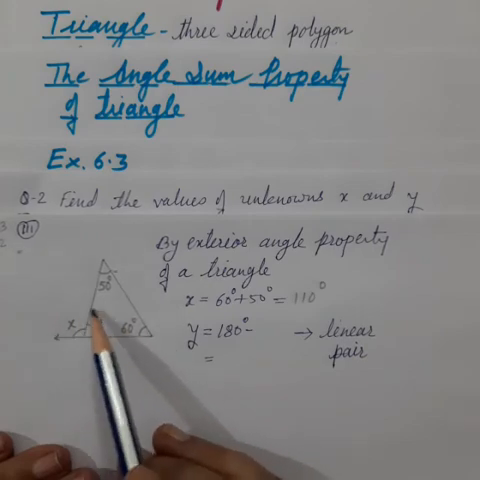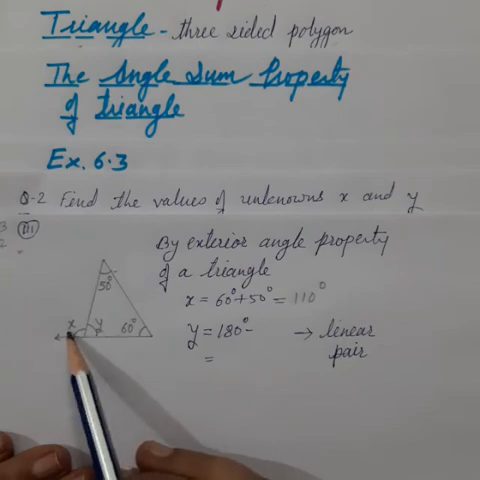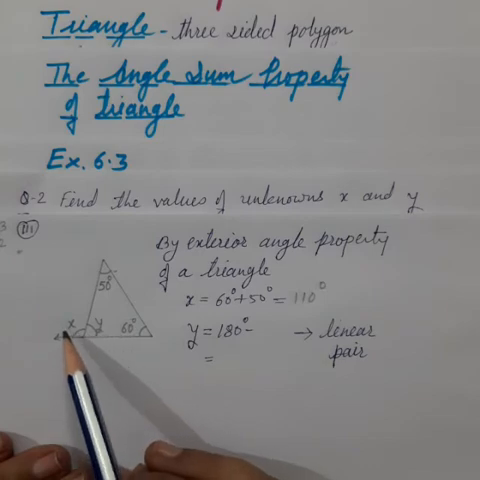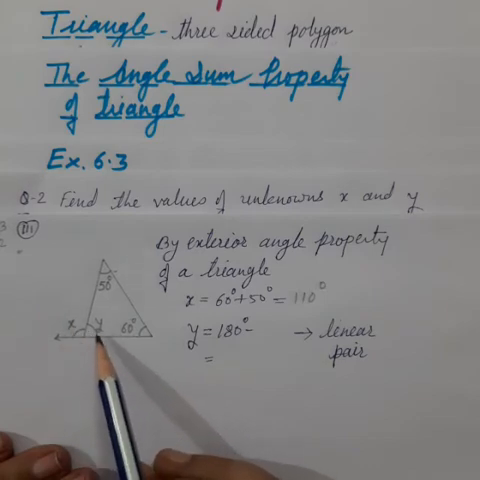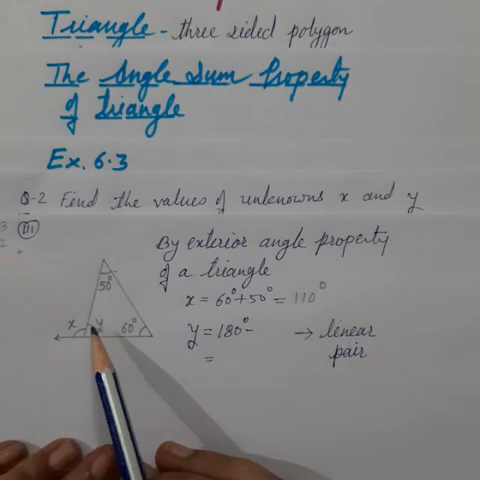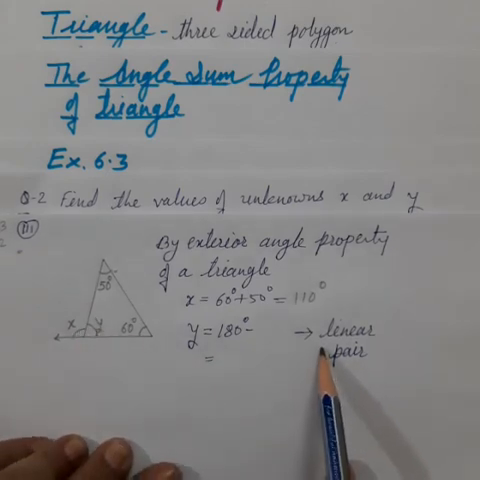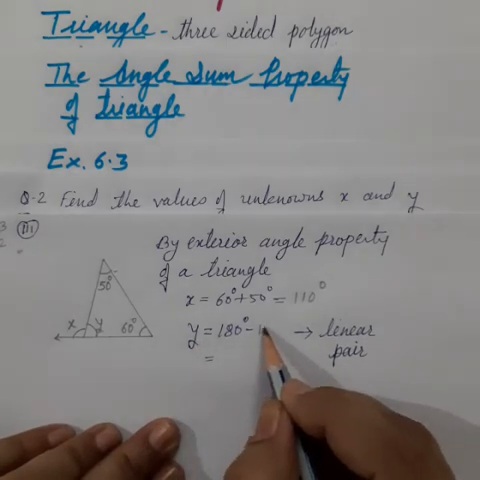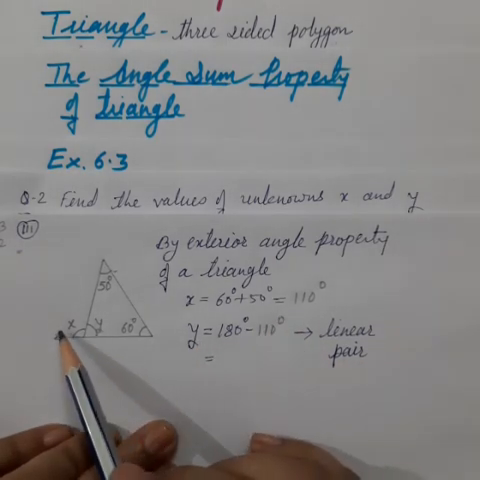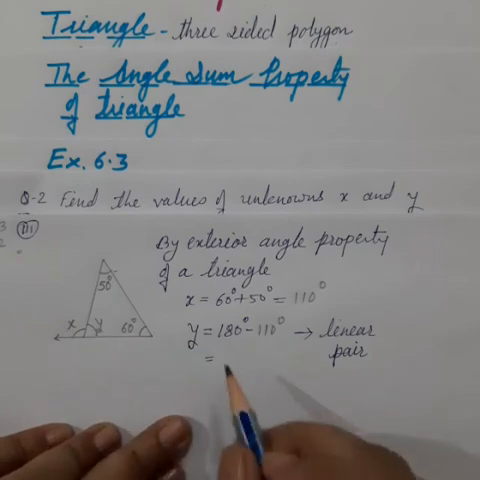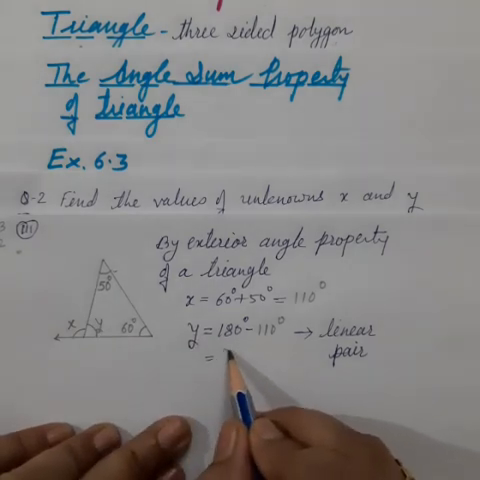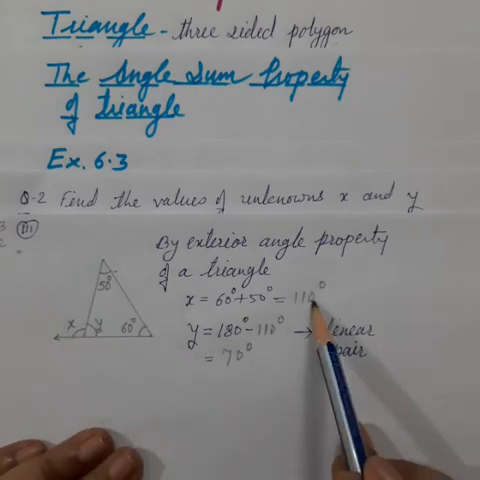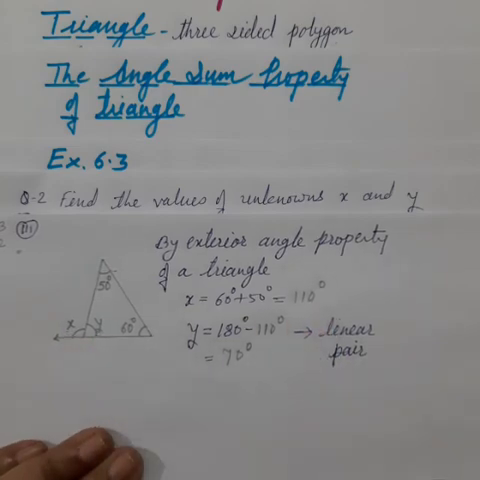Or we can use linear pair. These two angles form a linear pair, so the sum is 180 degrees. Subtract the value of x from 180 degrees, and we'll get the value of y. So using linear pair is easier here. Subtract 110 degrees, the value of x, from 180 degrees. We'll get the value of y, and it is 70 degrees. So the value of x is 110 degrees and the value of y is 70 degrees.